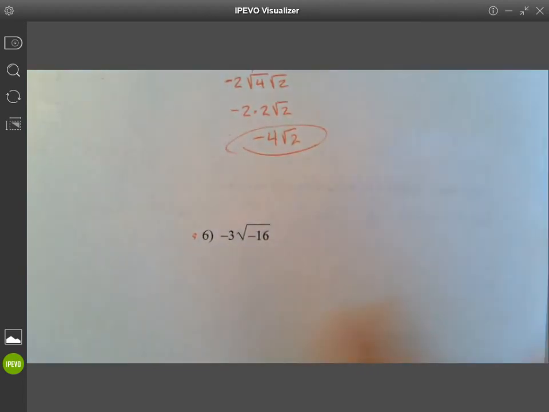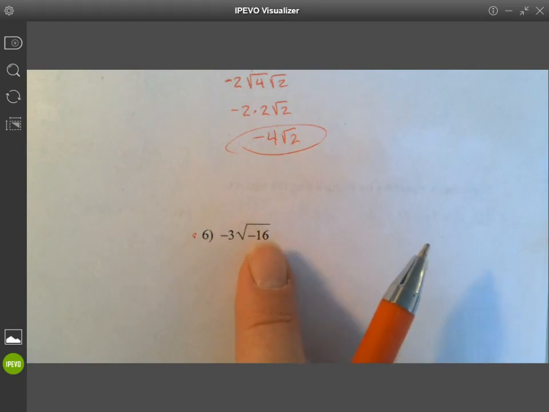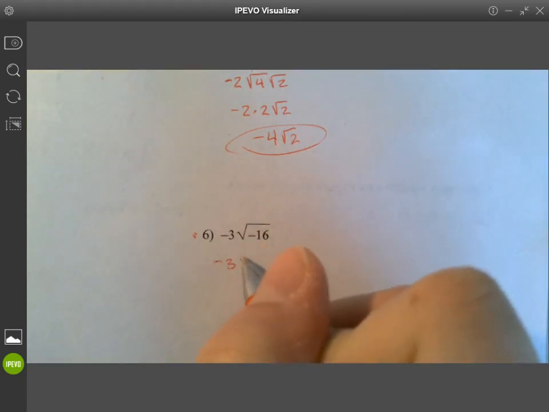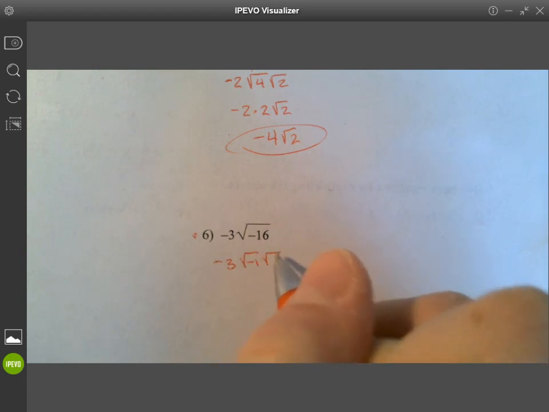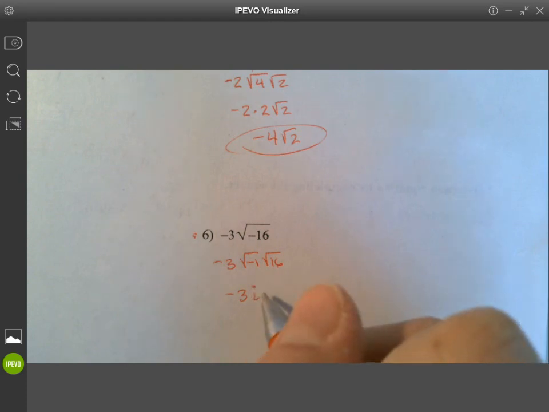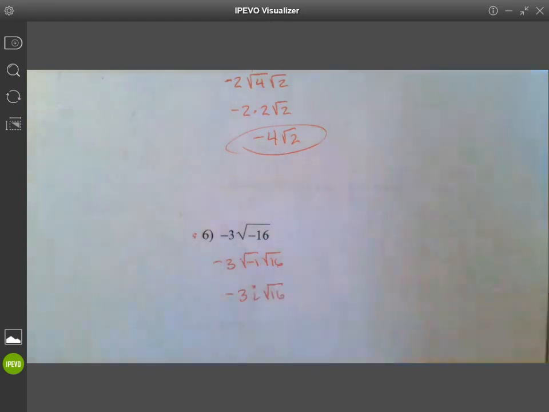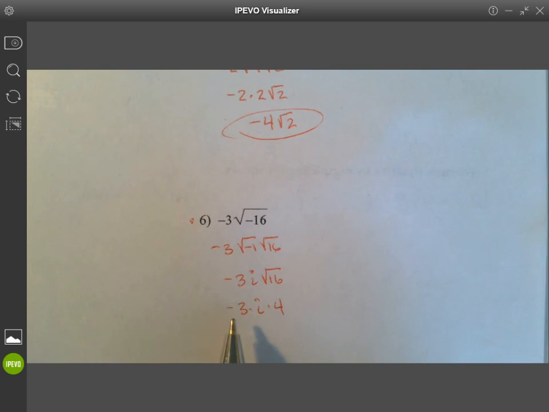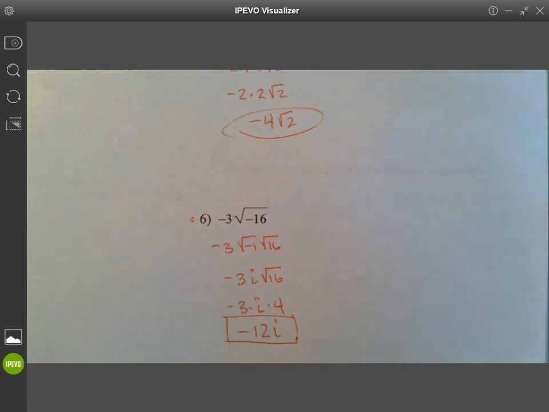When I look at number 6, I see that there is a square root of a negative, so I know I'm going to have i. Leave your -3, break that down to -1, and then 16. So it's -3 times i times the square root of 16, which I really meant to write as a 4. So it's -3 times i times 4, and then you're treating i just like you treat x. So take your -3 times 4, there's my -12i. Okay, so don't make those harder than they are.